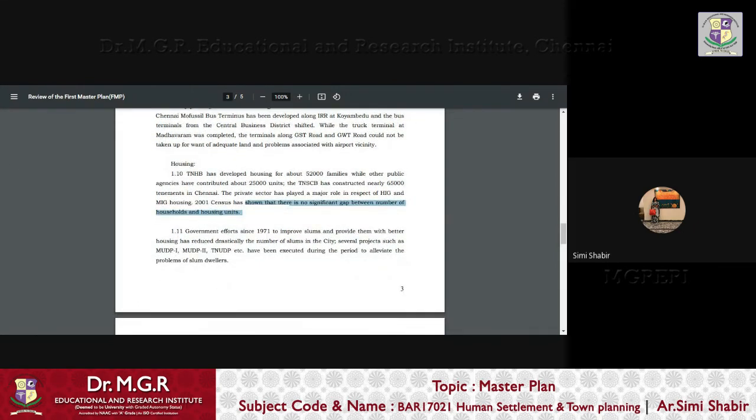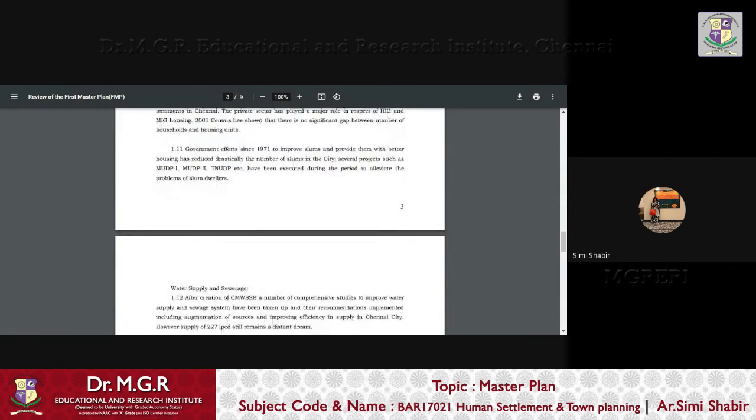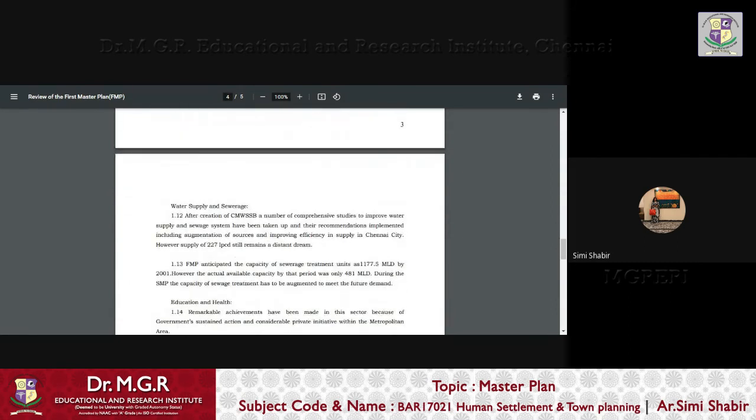The government efforts since 1971 to improve slums and provide them with better housing reduced drastically. That actually, to the advantage, resulted in reducing the number of slums in the city. Several projects such as the MUDP 1, MUDP 2, TNUDP, etc., were executed during the period to alleviate the problems of the slum dwellers. So that is pretty much about the housing and the slum quality of the slum dwellers.